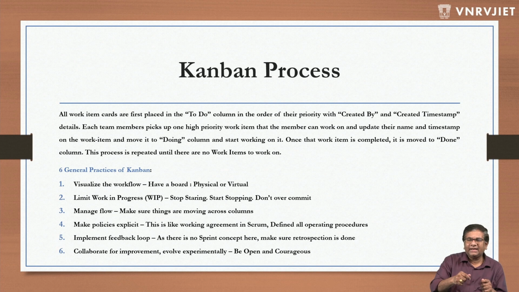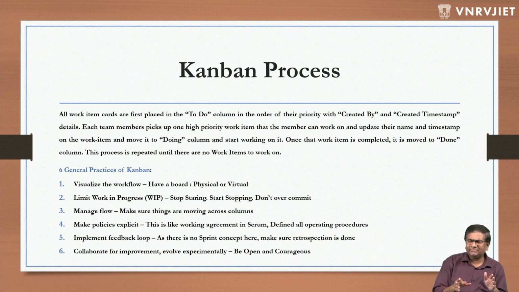And then he or she puts it into the doing column and starts working on it. Once the work item is completed, it is moved to the done column, and again the timestamp will be written there, like when it is done, who has done it. All the details will be there in the story.